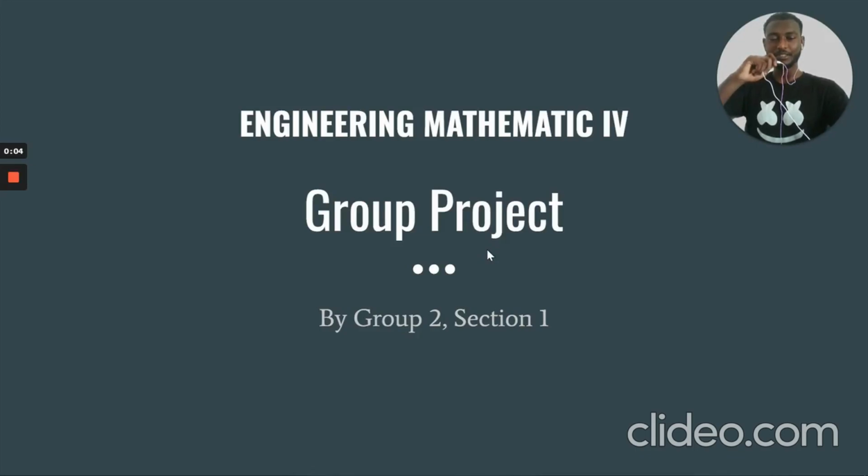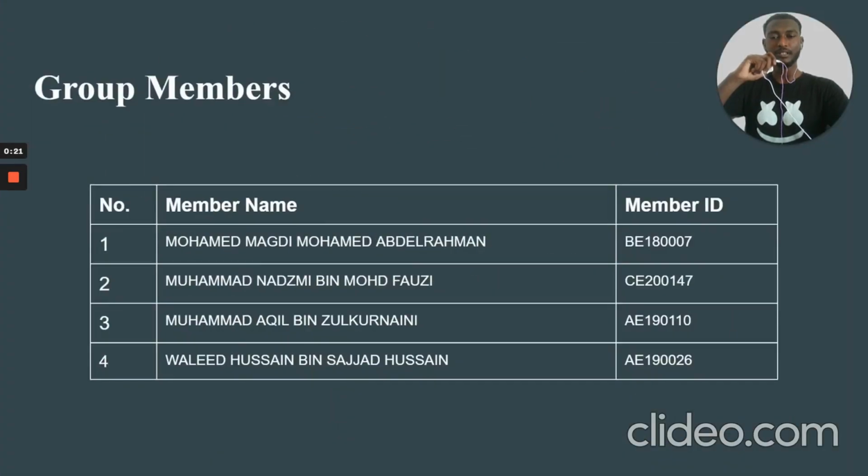This is the video presentation for the Math 4 group project. This is Mohammed Magdi with matric number BE32402. In this video, I'll be introducing group 2, section 1. So let's take a look.